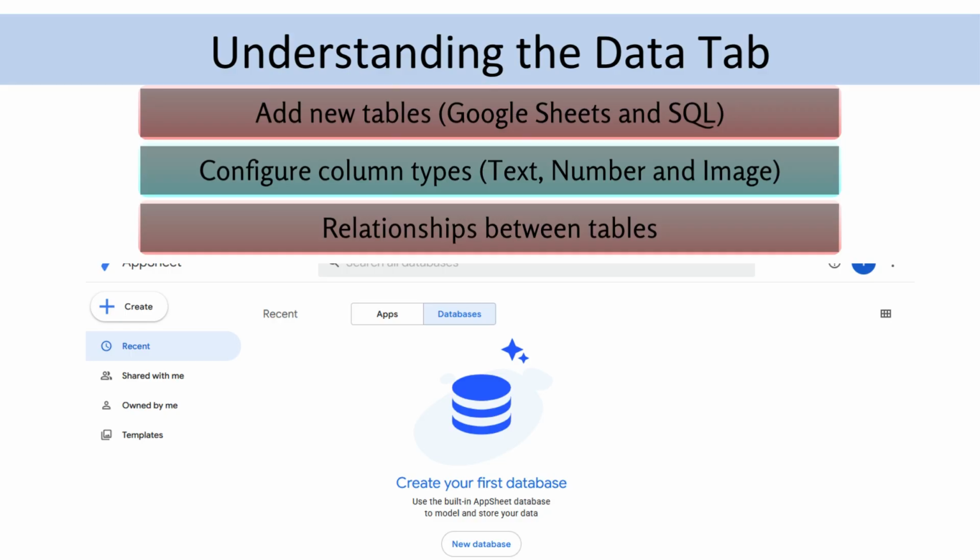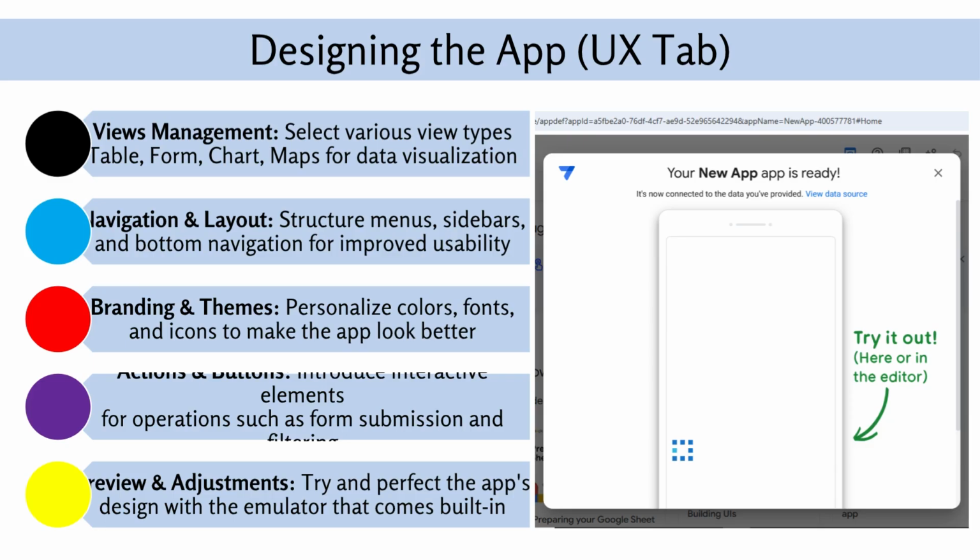3. Slices. These are views based on filtered data. For example, you might create a slice for only active employees by setting a filter like status equals active. Understanding how to configure these correctly ensures that your app behaves as expected and maintains data integrity.